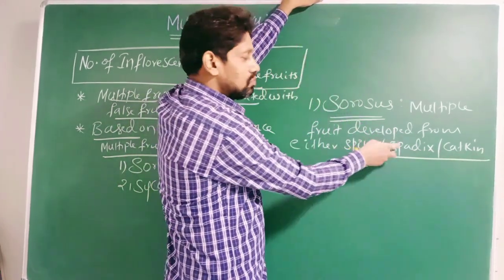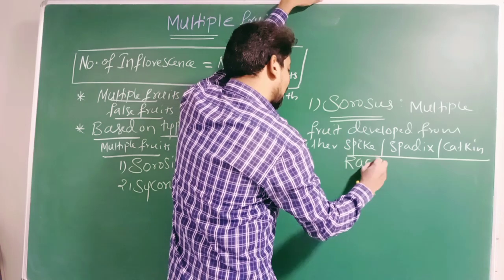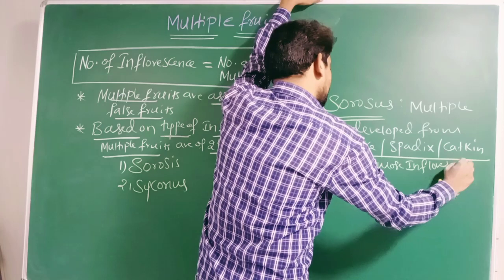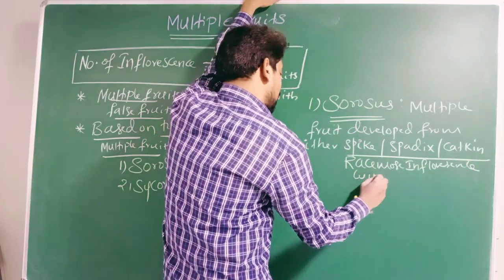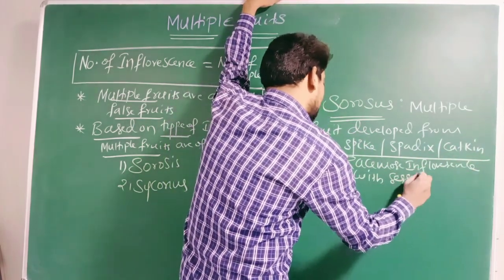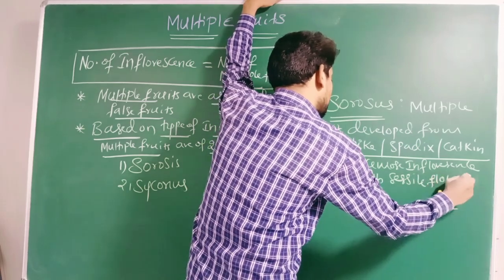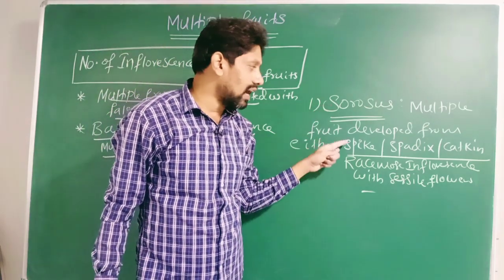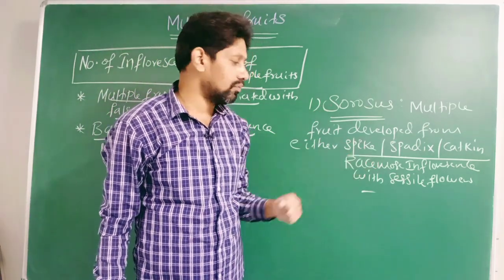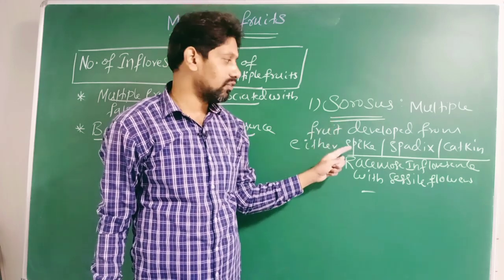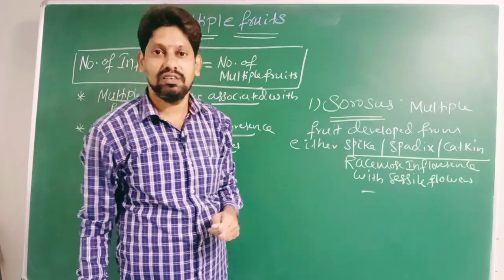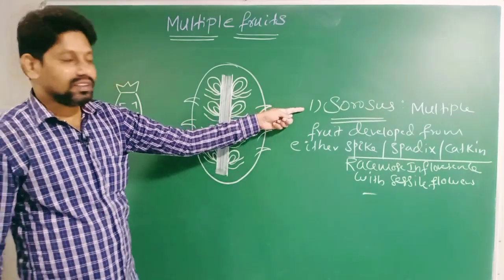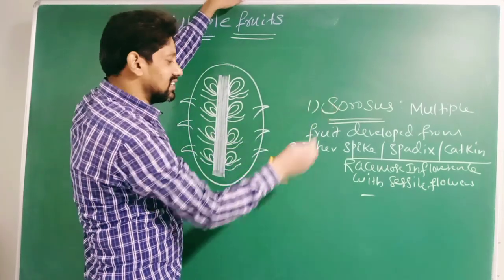Spike, spadix and catkin, these three are racemose inflorescences, yes or no? These are racemose inflorescences with which flowers? Sessile flowers. In racemose inflorescence, we read this topic. Therefore, sorosis is developed from a racemose inflorescence with sessile flowers, right? We are discussing sorosis.